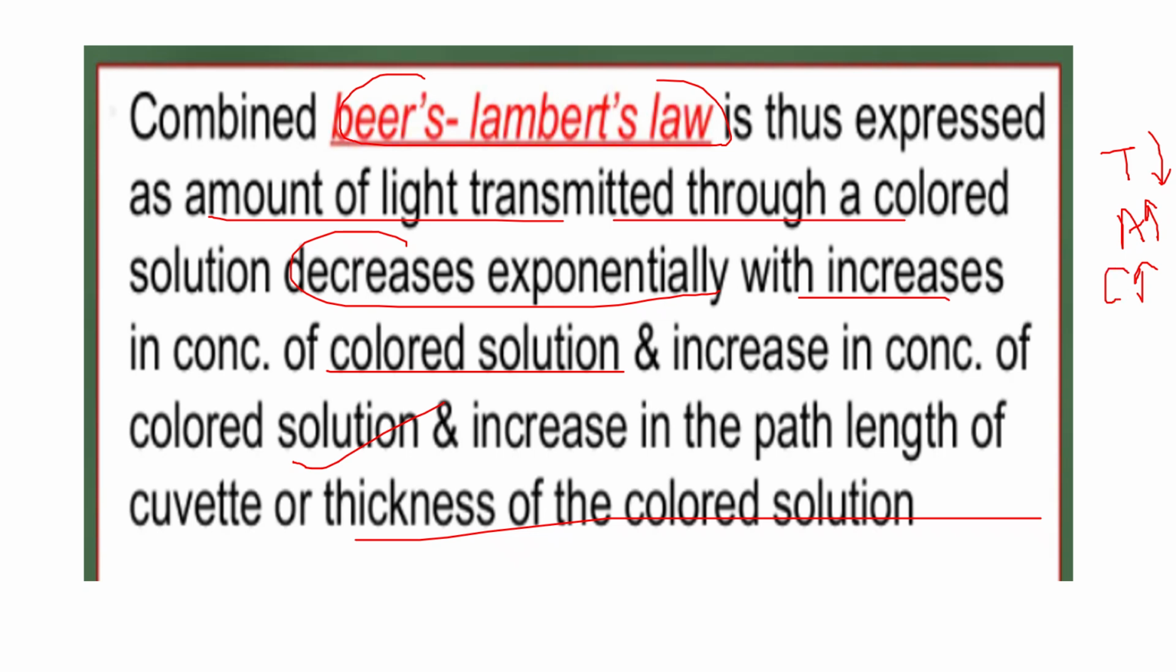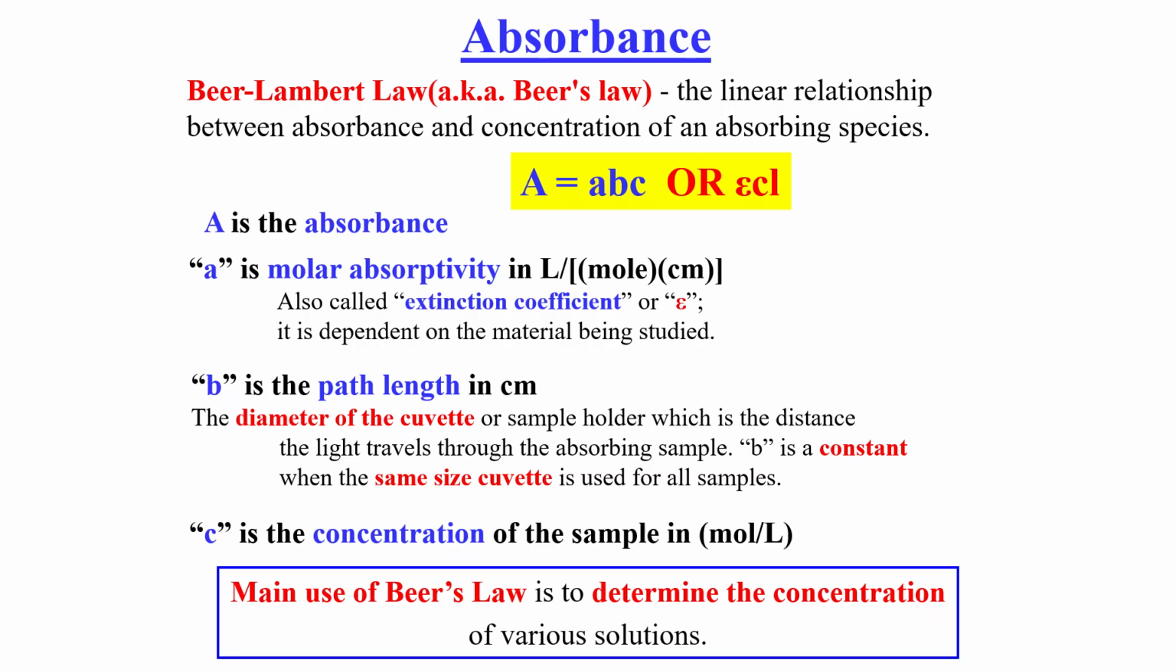With increase in the concentration, absorbance is also increasing, but the transmittance is decreasing and the light intensity is also decreasing. So these two parameters are increasing and these two parameters are decreasing. That is, light and transmittance are decreasing and concentration and absorbance are increasing with the increase in the path length. This is how this law can be represented combinedly.